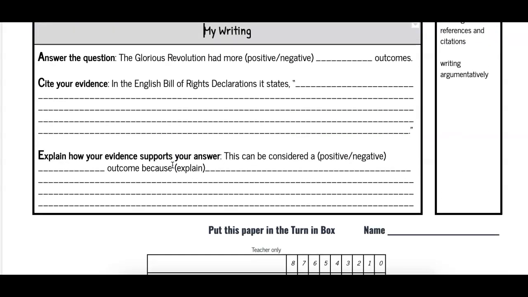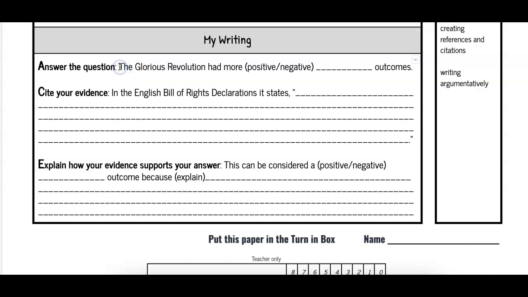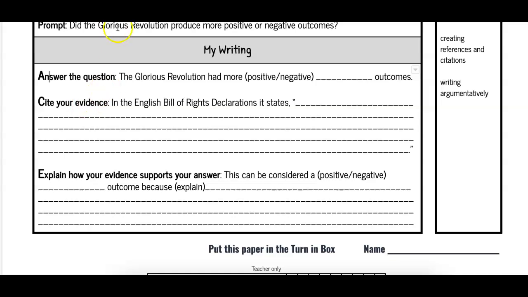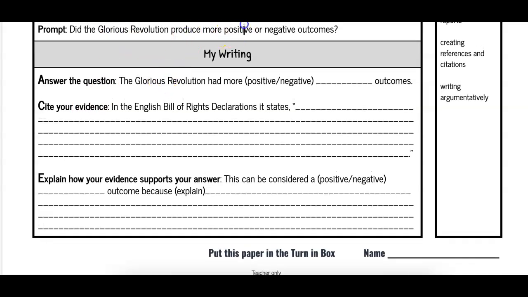Down here, you're going to do the writing. So again, I've given you some sentence stems. After this particular lesson, you will be more on your own to create your own sentence structures. But for this first one, we'll give it to you here. So answering the question. If the question is, did the Glorious Revolution produce more positive or negative outcomes? I need to include this language in my answer. I will make the argument that the Glorious Revolution had more, and then you will choose either positive or negative and write that here. Outcomes. Pause your video and write which argument you will argue here.